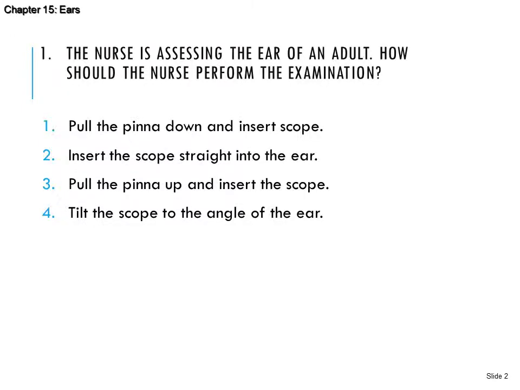The nurse is assessing the ear for an adult. How should the nurse perform the exam? Should the nurse pull the pinna down and insert the scope? Should we insert the scope straight into the ear? Should the pinna be pulled up and insert the scope, or should we tilt the scope to the angle of the ear? So for an adult, we pull the pinna up and insert the scope, so up and back. And that's number 3.